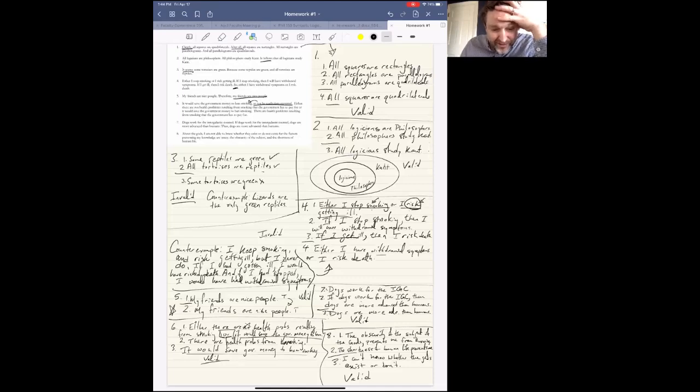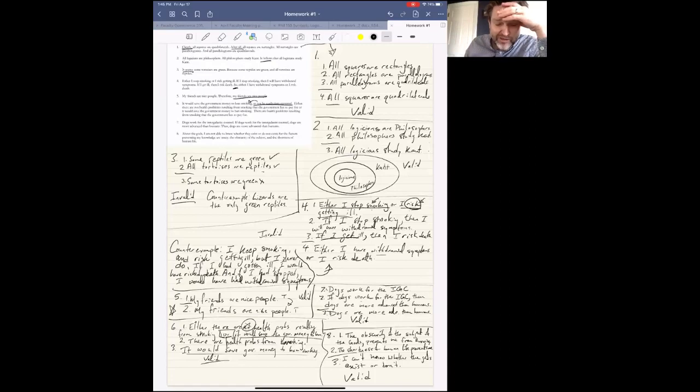Either there are not health problems resulting from smoking, or it would save the government money to ban smoking. Premise 2 is there are health problems from smoking. And so it follows, because we know that the "not" here, right? So this says there are not health problems resulting from smoking, but premise 2 tells us there are. So the disjunction that's in premise 1 will be true.